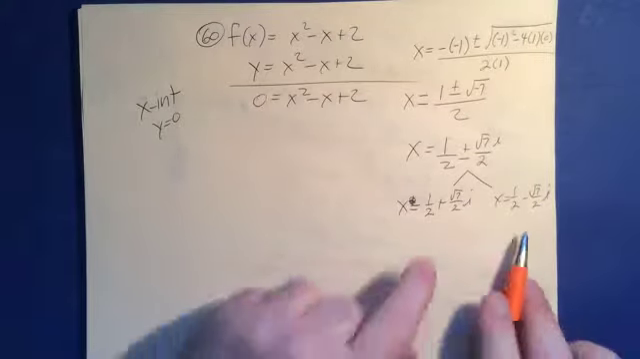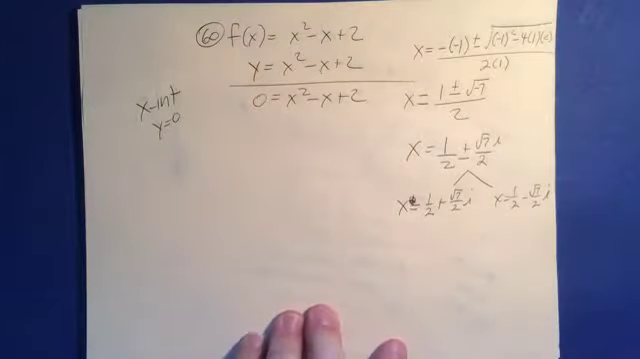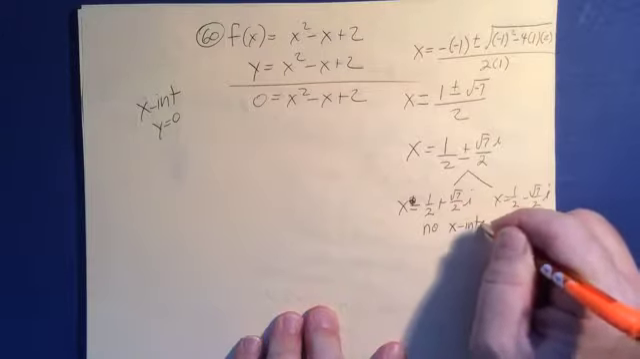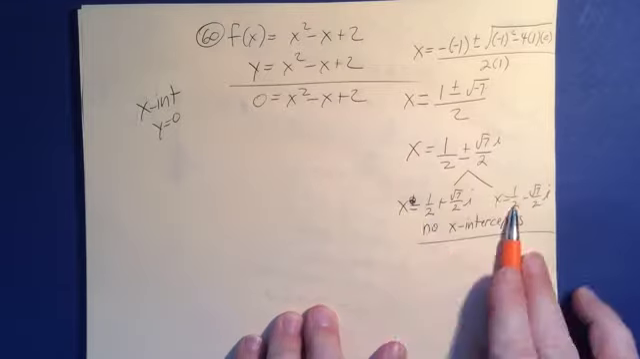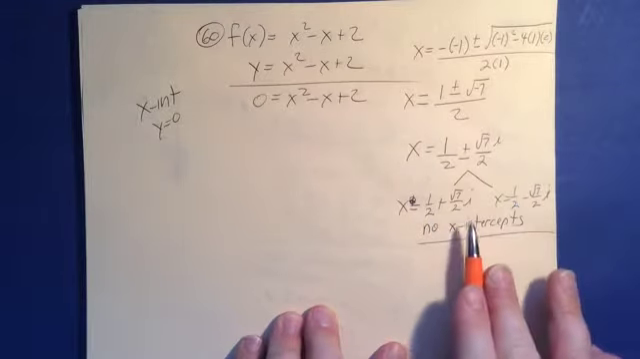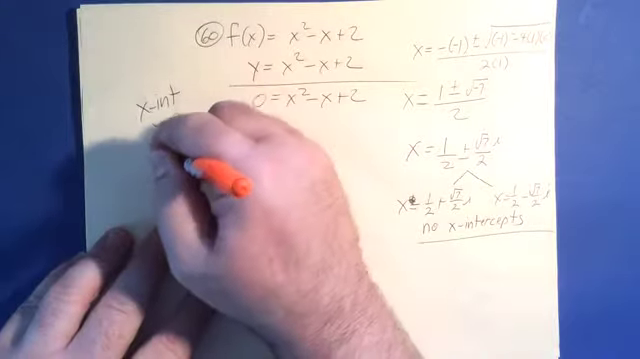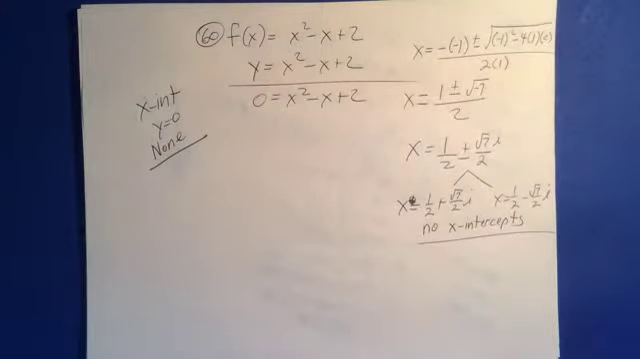However, these are imaginary numbers. And what we are saying here is that when we get an imaginary solution, there are no x-intercepts. So because these are imaginary, there are no real places where this crosses the x-axis. So for the x-intercept, there are none. Does this in fact cross the y-axis?